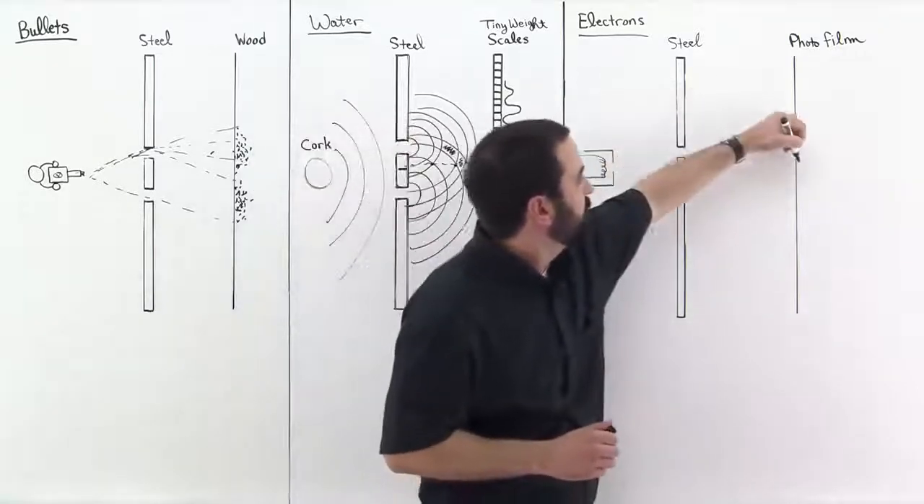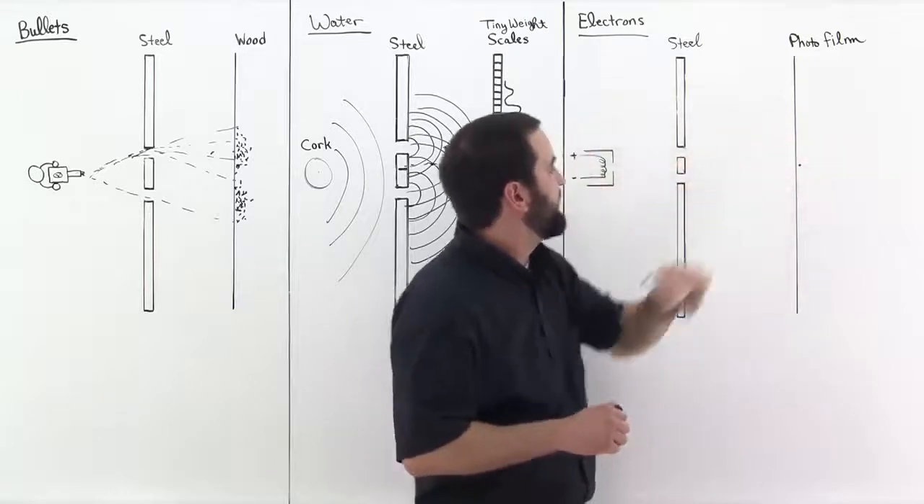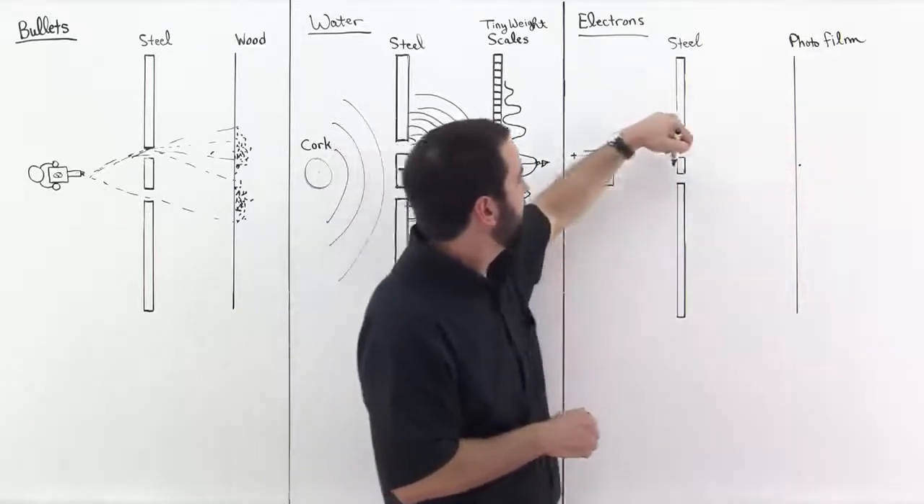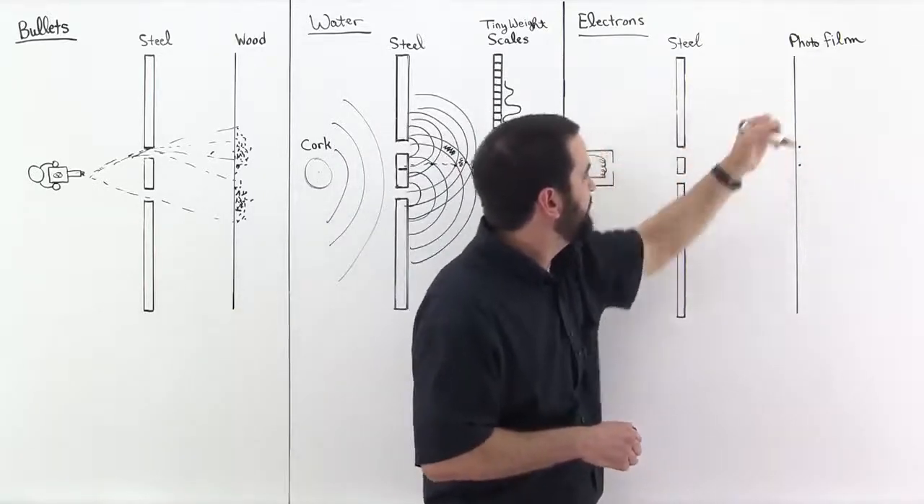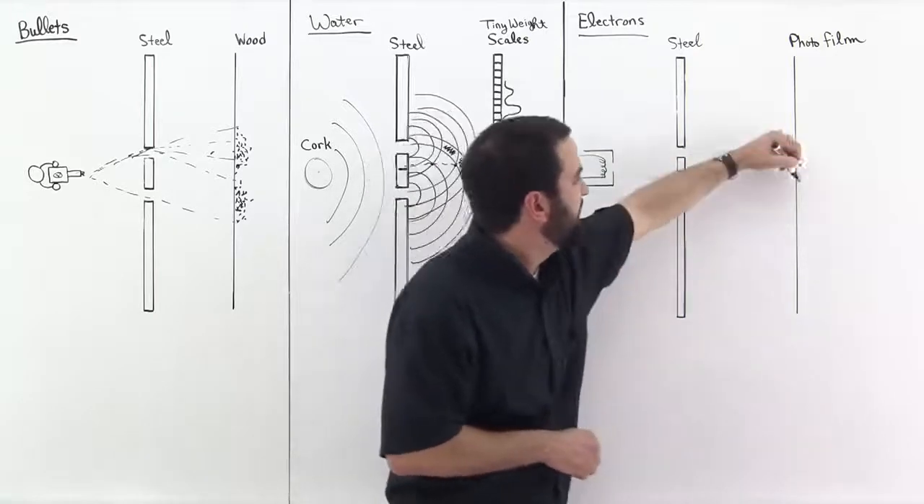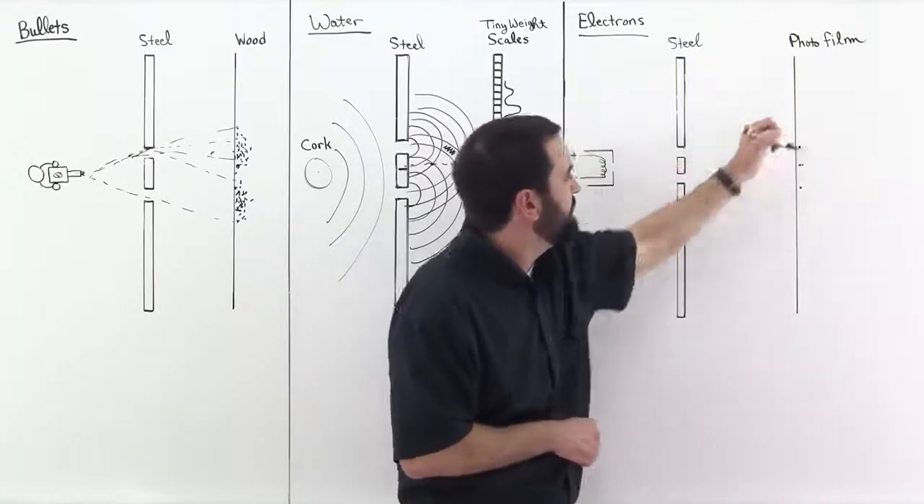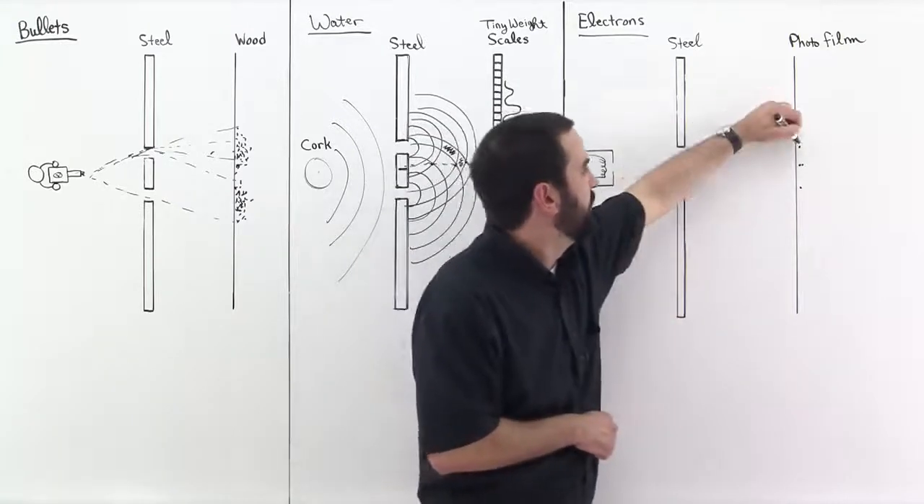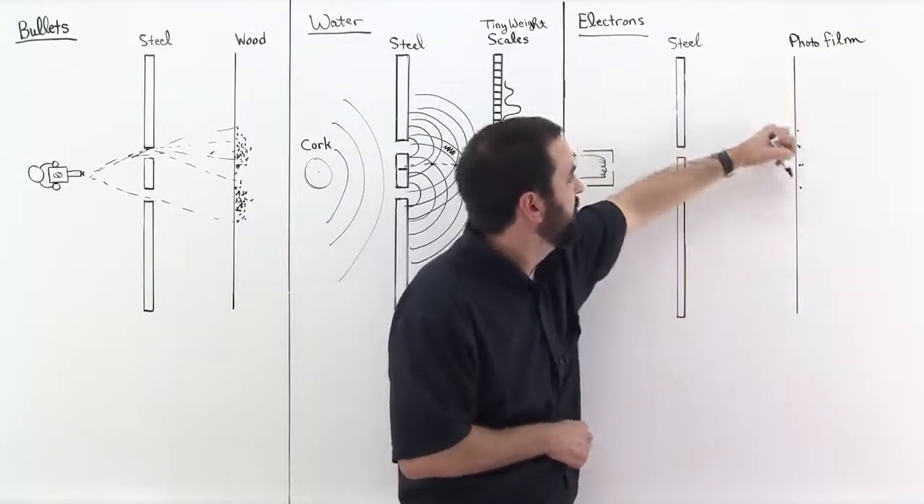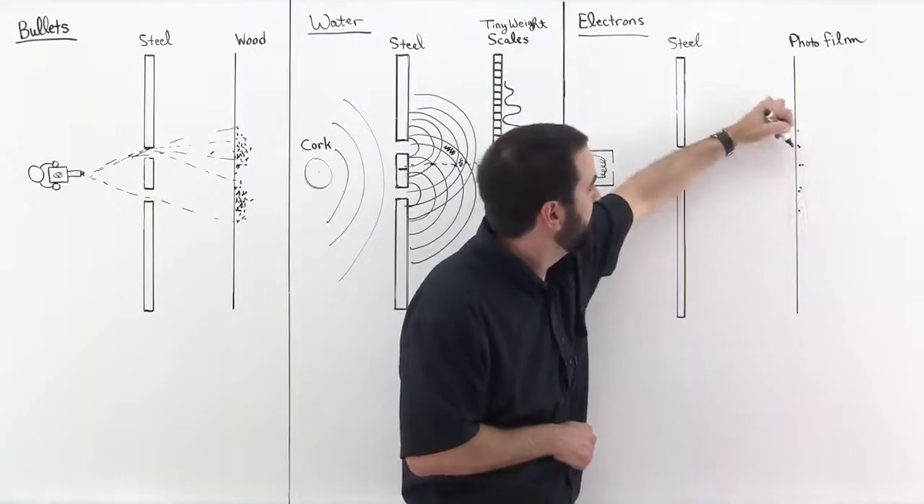So initially, we might have an electron arrive right here. And then a little while later, we'll have one right here. And then one will arrive right here. And then another one will arrive right in the middle. And then another one right here, and then right here. And I'm going to speed this up.